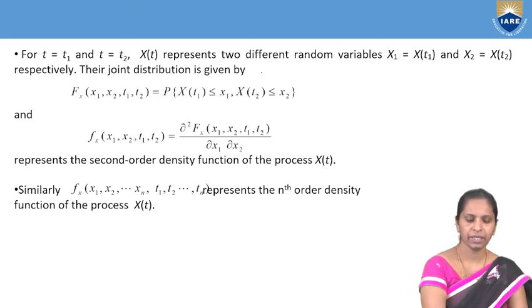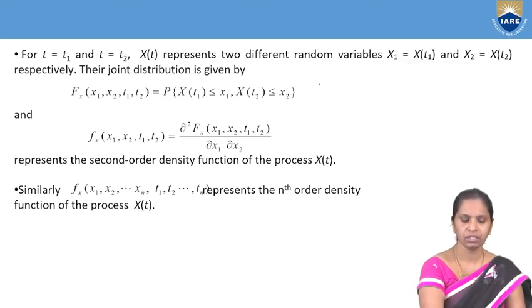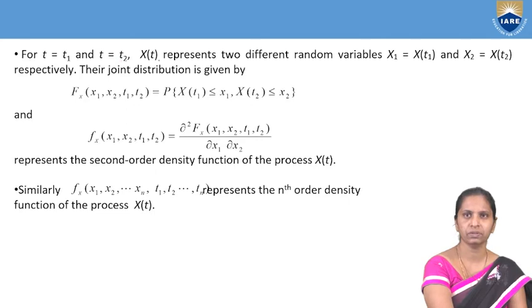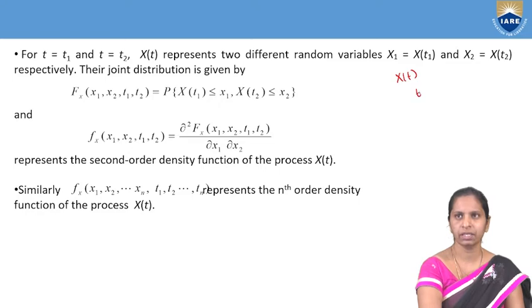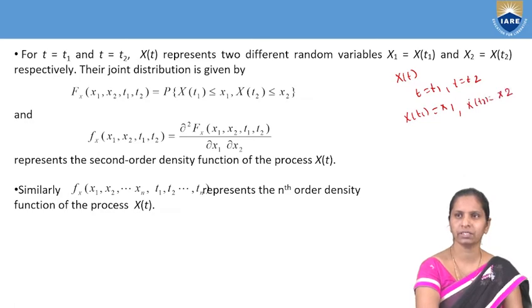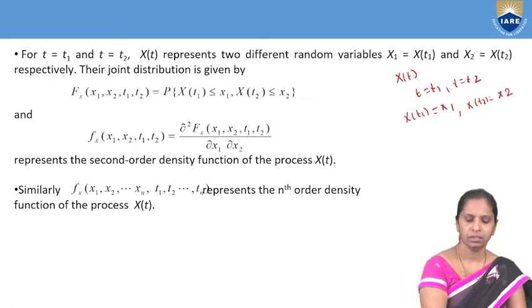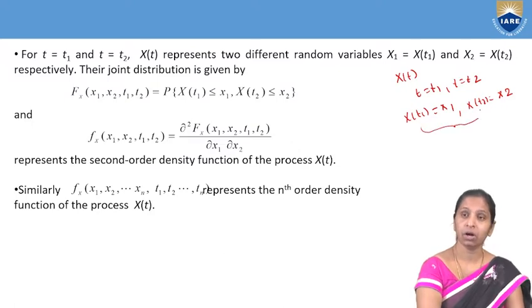Next, I am taking 2 time slots, t equals t1 and t equals t2, for the random process X of t. So I am fixing 2 slots, t equals t1 and t equals t2. If I fix t equals t1, the random process becomes what? The random variable, which can be represented by the variable x1. At t equals t2, this is nothing but the random variable x2. Then I want to calculate the joint distribution function of these 2 random variables.